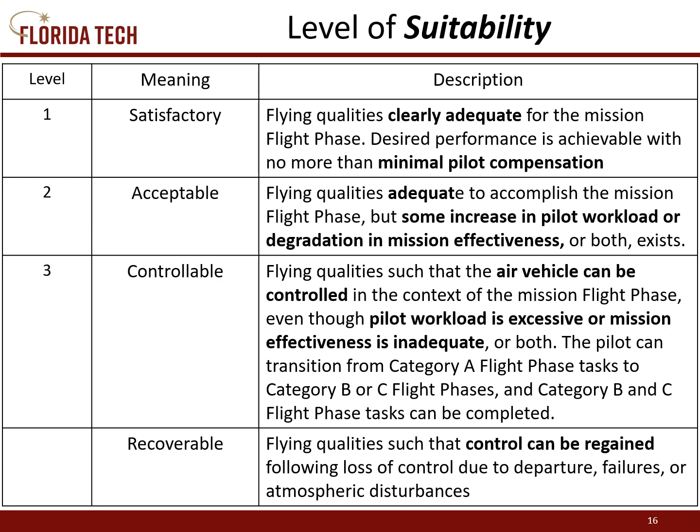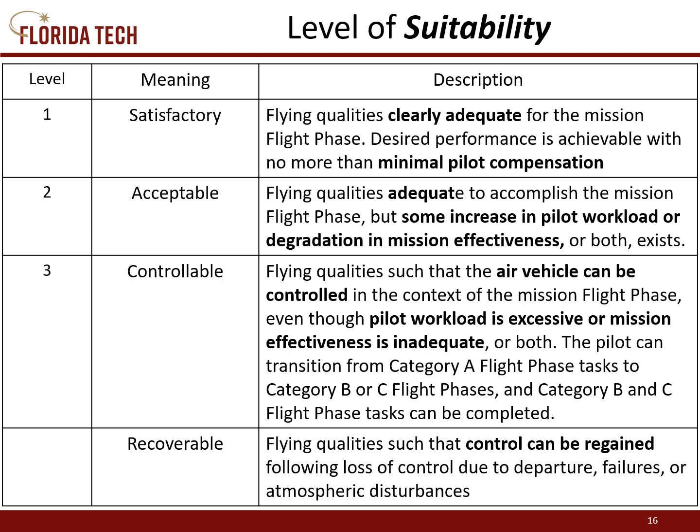Now that we have the class and category of flight defined, we need to define what a level of suitability is. We typically consider 3 levels. Level 1 would be satisfactory. It means the flying quality is clearly adequate for the mission flight phase. Desired performance is achievable with no more than minimal pilot compensation. That's Level 1, which is what we want. Level 2 is what we would consider just acceptable. The flying quality is adequate to accomplish the mission flight phase, but some increase in pilot workload or degradation in mission effectiveness, or both, exists.